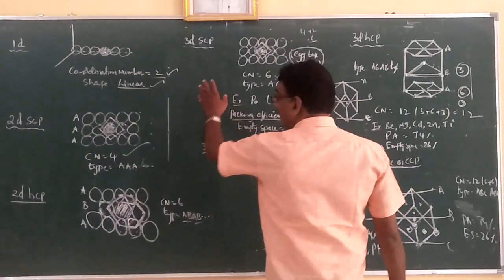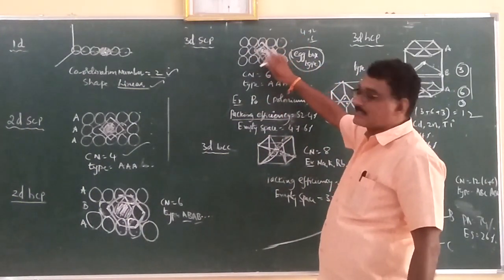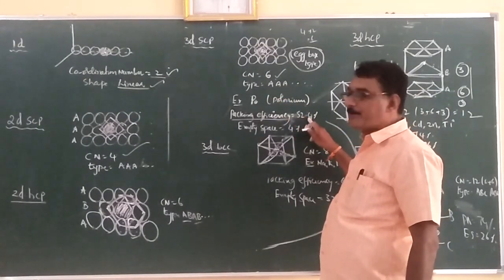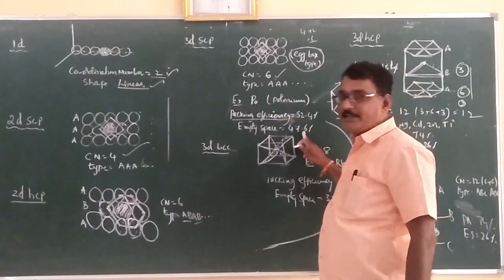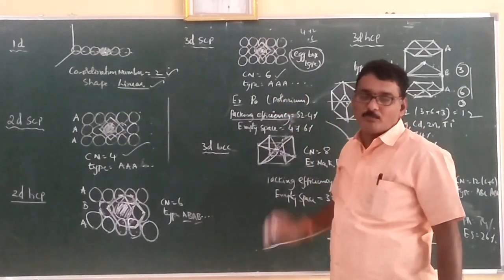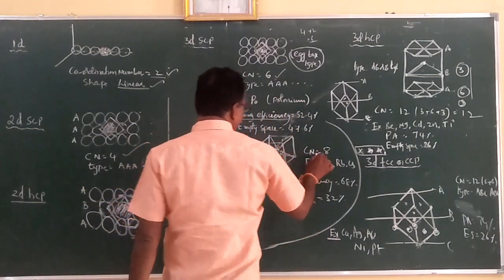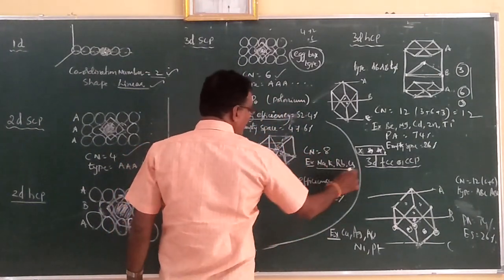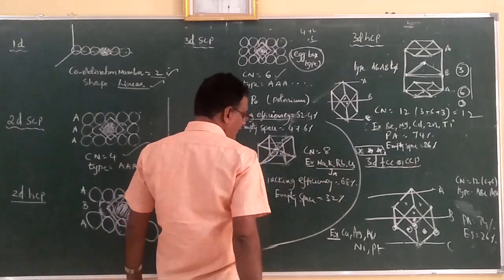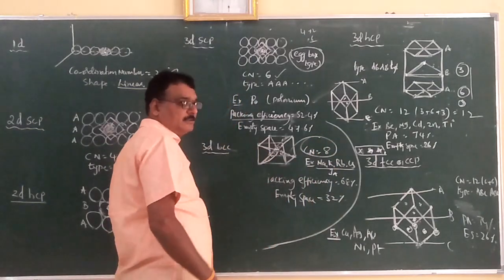Once again I am telling you, 3 dimension. 3D SCC, coordination number 6, type AAA. Packing efficiency 52.4%, empty space 47.6%. 3D BCC, coordination number 8, examples: first group A cations. Packing efficiency 68%, empty space 32%, coordination number 8.